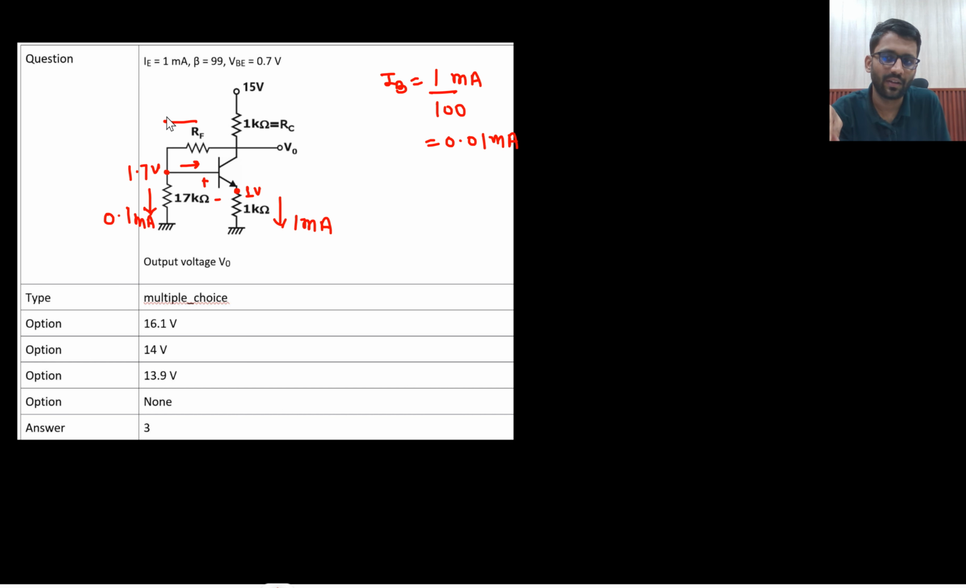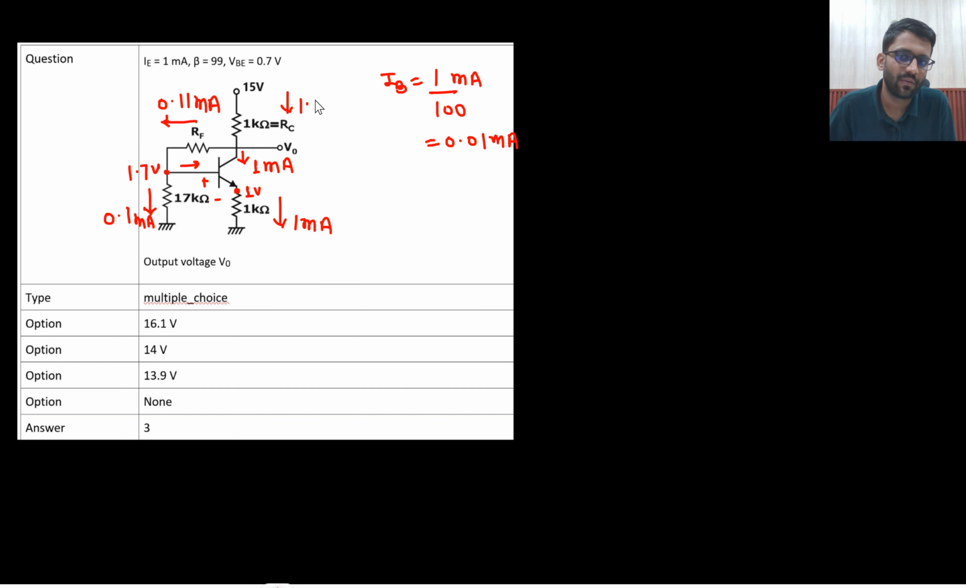So what would this be? 0.11 milliampere. So this current is 0.11 milliampere. Here there is 1 milliampere, so the collector current will be approximately 1 milliampere only, right? If the emitter current is 1 milliampere, the collector current will also be approximately 1 milliampere. So 1 milliampere here and 0.11 milliampere here.